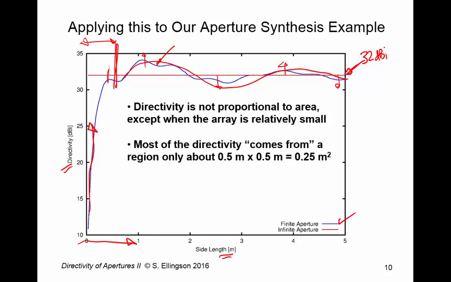But as I've pointed out, most of the directivity actually comes from a relatively small area. By the time you've gotten to about 0.5 by 0.5 meters, that is just a quarter of a meter squared, you've got most of the directivity. Now, that doesn't mean you've got a very good sector beam. It just means that with whatever beam you get for an array that's this size, you've already got most of the directivity. So that's most of the sensitivity in a receive application and most of the power density in a transmit application. So this is a useful design insight.